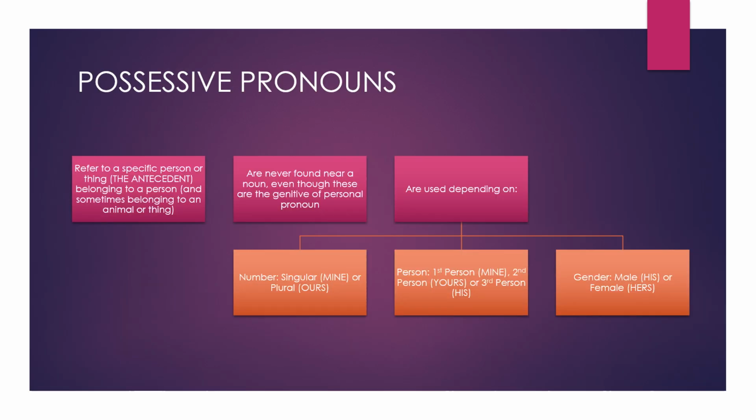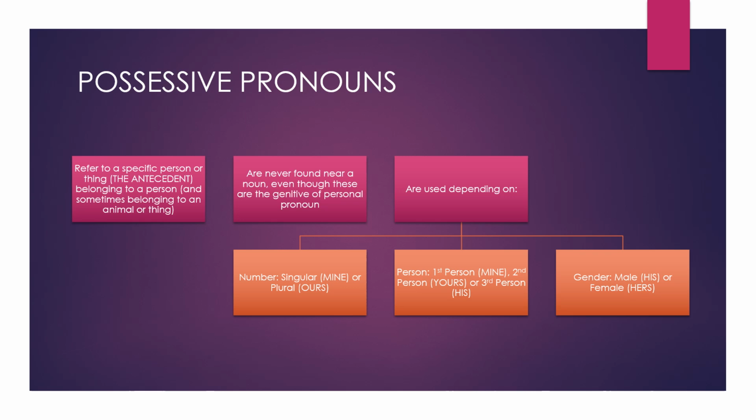Let us now discuss the possessive pronouns. Possessive pronouns are those which refer to a specific person or thing. It could be people or things as well. The specific person, people, or thing that we're talking about is called the antecedent. I'm so sorry for the spelling mistake here. And this specific person, thing, people, or things may belong to a person. It may also belong to animals or things as well.